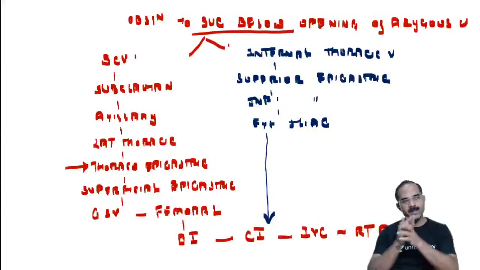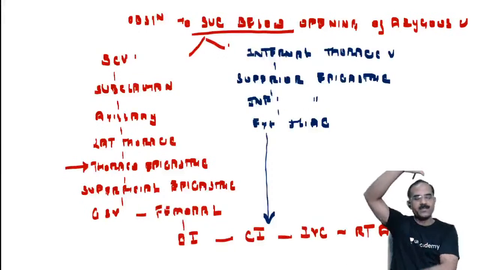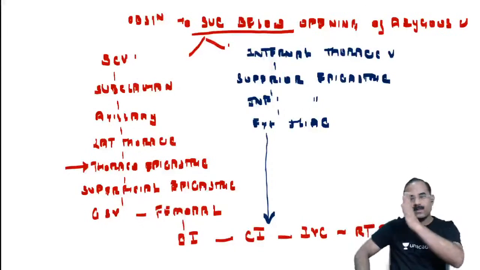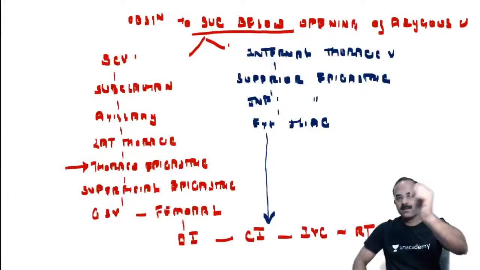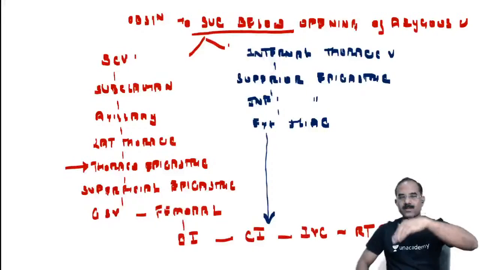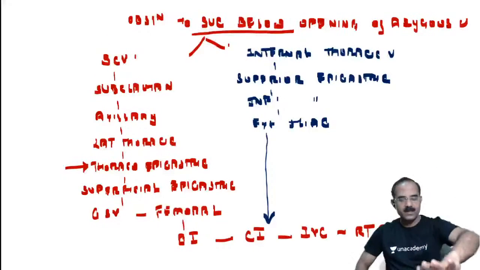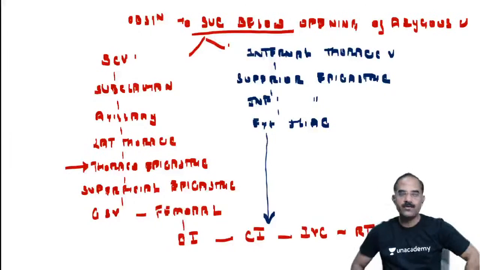So a person comes to you and you find a dilated and tortuous vein on the lateral aspect of the chest wall. It connects two veins, a vein of the upper limb with a vein of the lower limb. Which vein of the upper limb is that? The lateral thoracic vein, with the vein of the lower limb, the superficial epigastric vein. And the name of this vein is the thoracoepigastric vein. Clear to all of you?